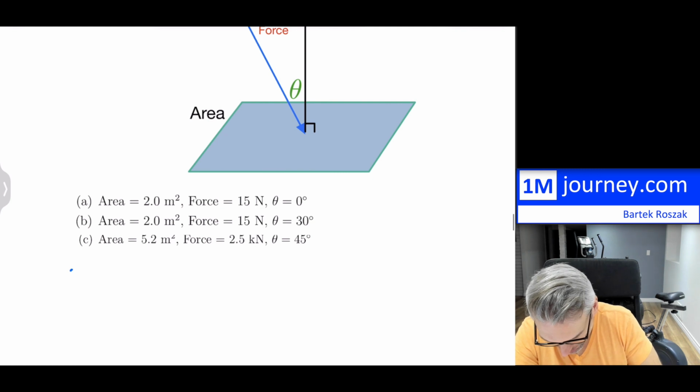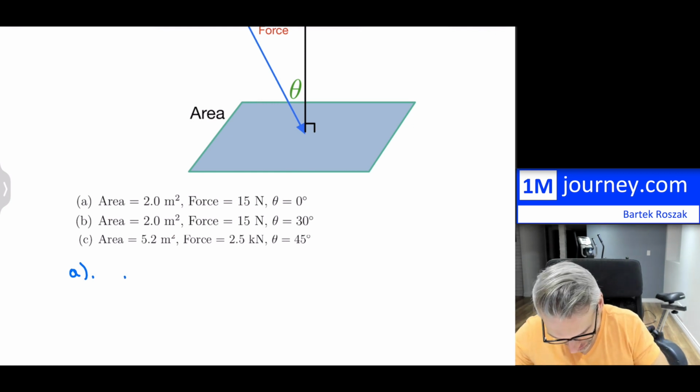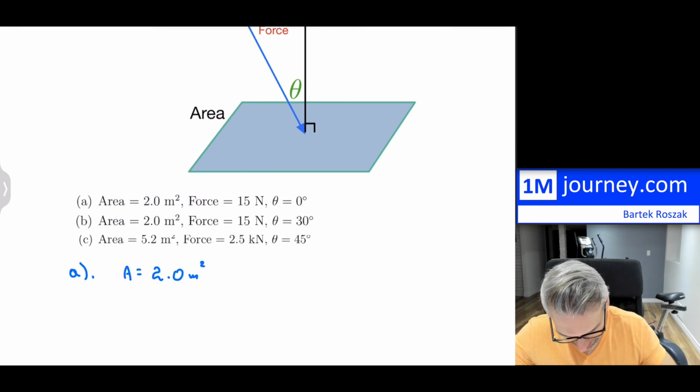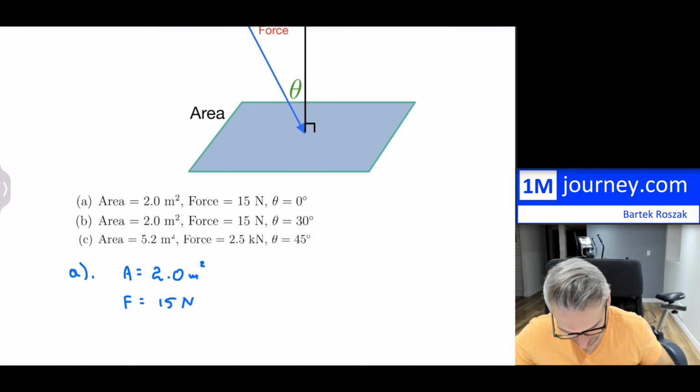So for part A, it says the area is just 2 meters squared. So we have that. And then we have the actual force, and the force is 15 newtons. Notice the angle is 0. So this is the force, which is 15 newtons at an angle of 0.